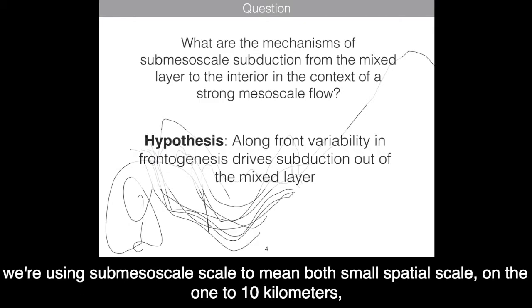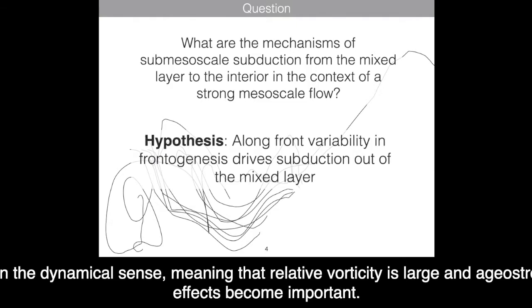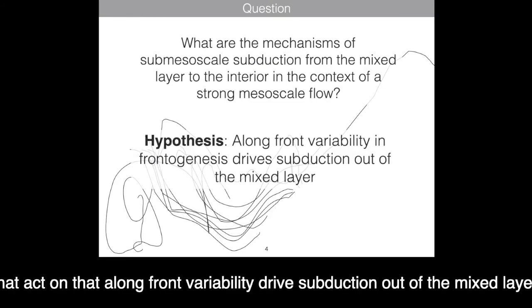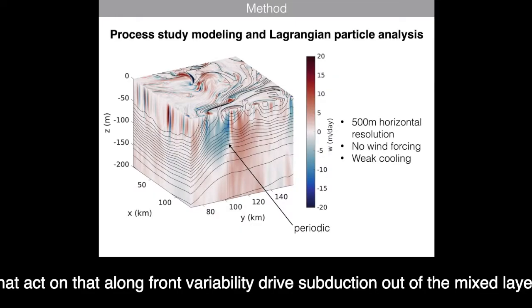Here, we're using submesoscale to mean both small spatial scale, so on the order of 1 to 10 kilometers, and in the dynamical sense, meaning that relative vorticity is large and geostrophic effects become important. Our hypothesis is that along front variability and the frontogenesis processes that act on that along front variability drive subduction out of the mixed layer.